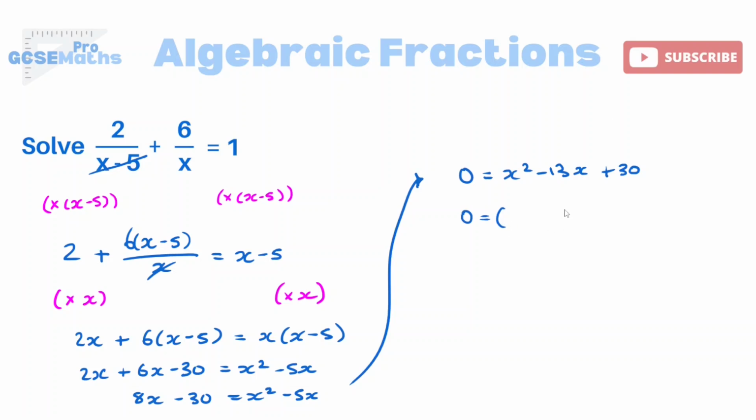so I'm going to straight away go into factorising. x and an x, I need two negatives. Numbers that times to make 30 add to make 13 is obviously 3 and 10. And my solutions are x is 3 or 10. And there we go. That's it solved.